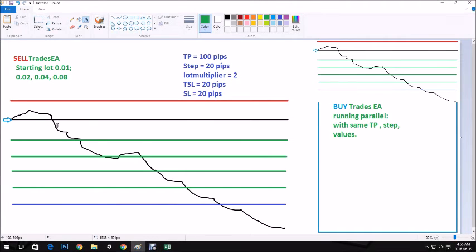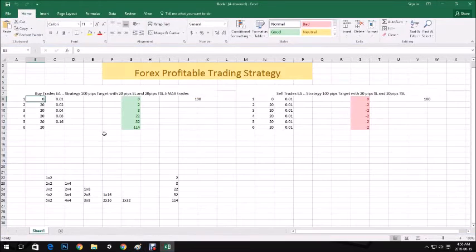but as soon as it started moving in our favor and it reaches our first level, our second trade is started, and our first trade is in 20 pips profit, which is $2 if we are starting with 0.01 lot size. Okay, and as soon as the market goes another 20 pips in our favor, our first trade is in 40 pips take profit, which is $4, and our second trade is in 20 pips take profit, which is $4.